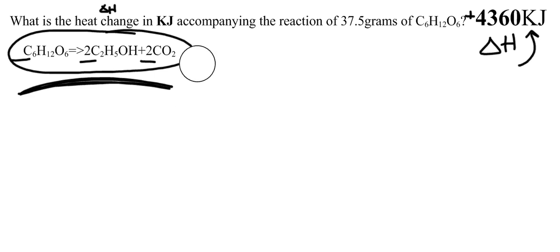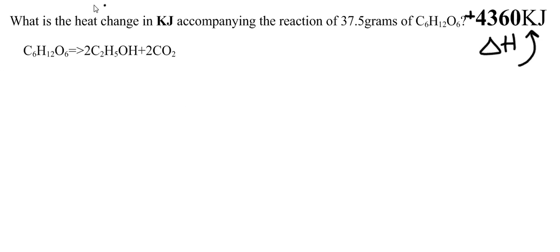So, looking at the problem, I have 1 mole of glucose that gets broken down into 2 moles of ethanol and 2 moles of carbon dioxide. You are not expected to distinguish ethanol from glucose, anything like that. That's not what this is about. What it is about is I want to know how much energy is accompanying the reaction that involves 37.5 grams of glucose, which is right here.